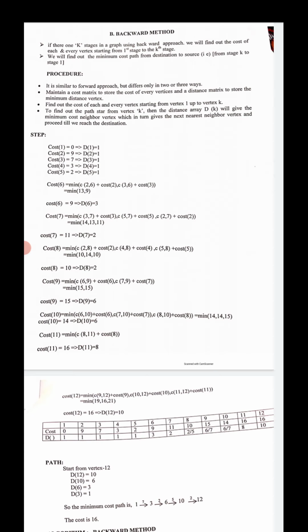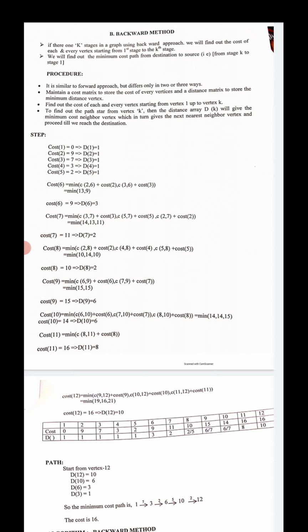Okay, now if we calculate cost of 3 comma 7, how much is the value? 7 plus cost of 3, 7. 7 plus 7, how much? 14. Comma, cost of 5 comma 7, how much is the value? 11. 11 plus cost of 5, how much? Cost of 5 is 2. Okay, 11 plus 2, how much? 13. Comma. Now we have to calculate cost of 2 comma 7.